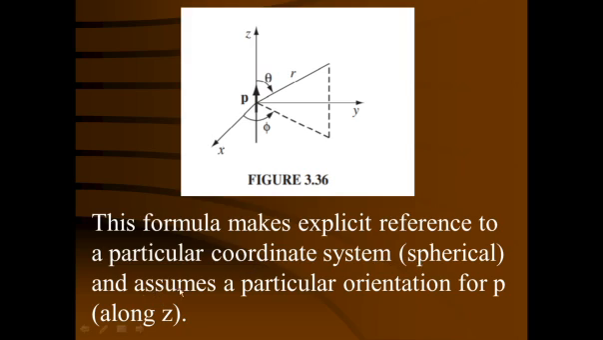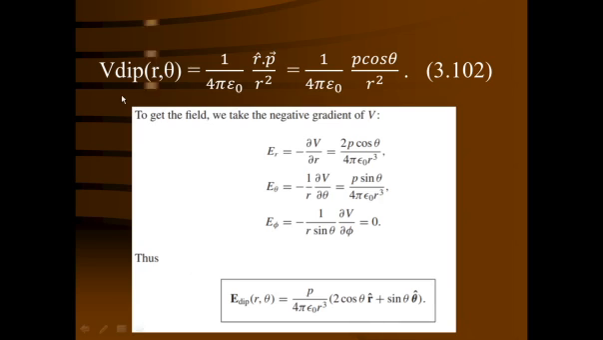Here it is spherical, and we assume a particular orientation of p along z. Now we have an equation for the dipole potential which depends upon r and theta, and hence V dipole is equal to 1 upon 4 pi epsilon 0, r caret dot vector p upon r square. That means the magnitude of r caret is going to be 1. So p cos alpha, or p cos theta, upon r square. We can write 1 upon 4 pi epsilon 0, p cos theta upon r square.